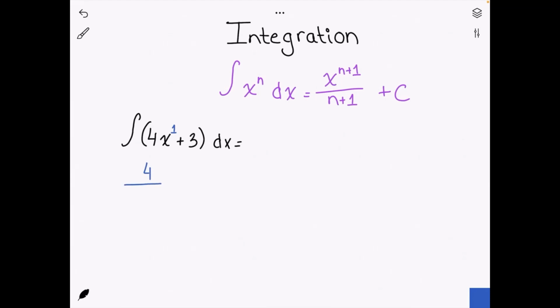over 1 plus 1 is 2. So 4 over 2 and x to the power of 2 plus, since 3 is a constant number, we're going to put x next to it. So plus 3x plus c. This is the answer.